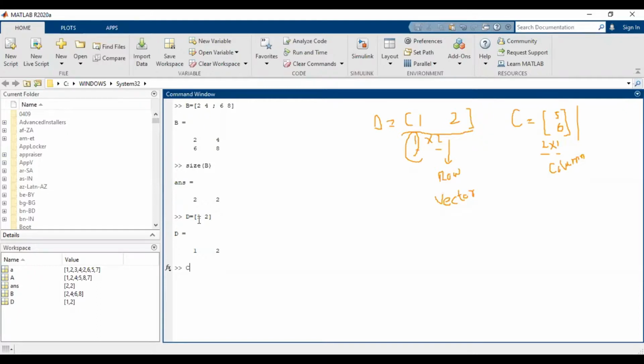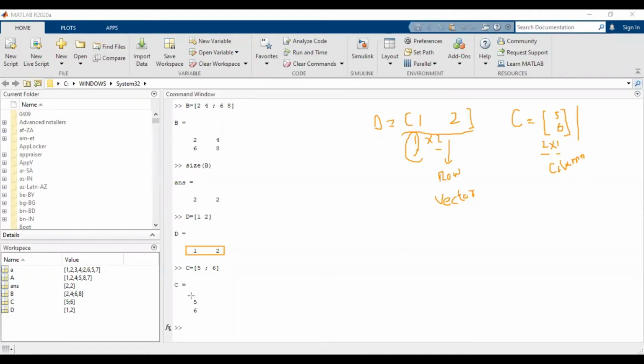In coming slides and coming commands, I'm going to call them just vectors because it's quite understood now that row matrices or column matrices are basically known as vectors. So I'm going to write the C vector. And C vector is what? A column matrix in which the first row is 5, semicolon, and the next row is 6. Then square bracket close and enter. So D is a row matrix or a row vector, and you can see that it's a row. And C is a column matrix, and you can see that it's a column, or a column vector, right?